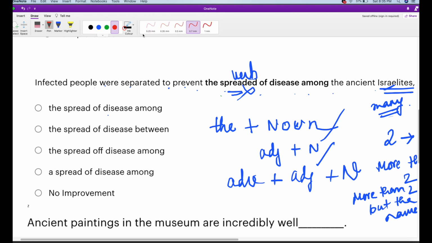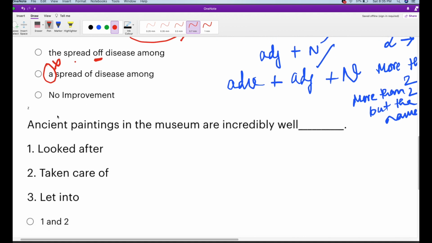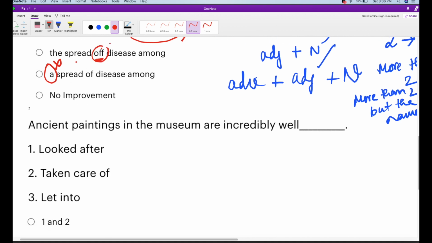There are many Israelites, right? So here "among" should be used. The spread of disease among is correct. The spread of disease between is wrong. The spread "off" is wrong; it should be O single F. "A spread of disease"? No, "to prevent the spread", because here we are talking about a specific spreading, so we have to use the definite article. Fine. Now let's move to the next question.